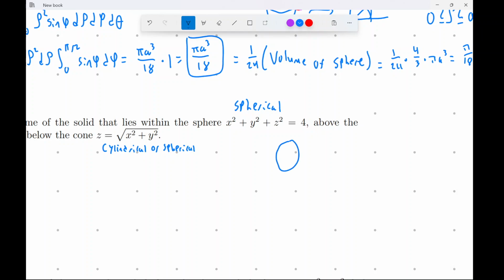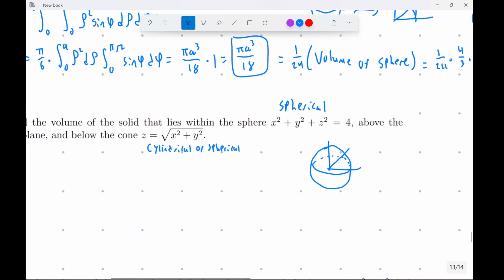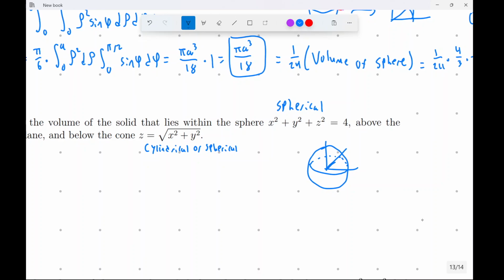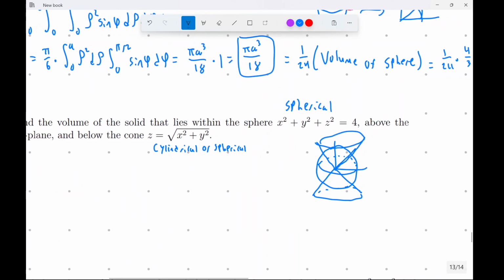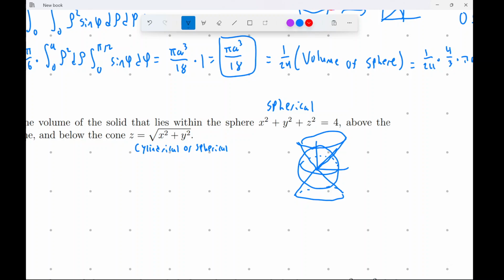So we have a sphere. I'm actually going to draw my coordinate plane first. So we have a sphere, that, and then we have a cone. It goes in this direction. In cones, by convention, they go in both directions. Okay, and so we want the volume of the solid that is inside the sphere, above the xy plane, and below the cone. So that is going to be this region right here.